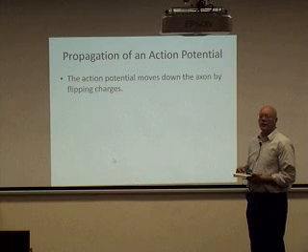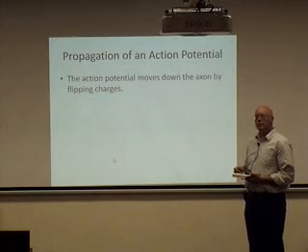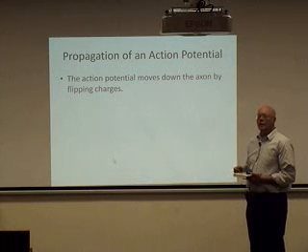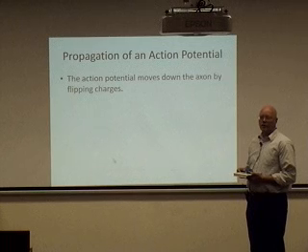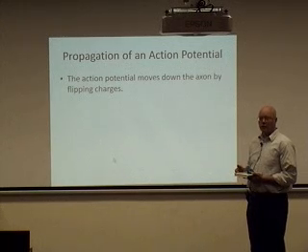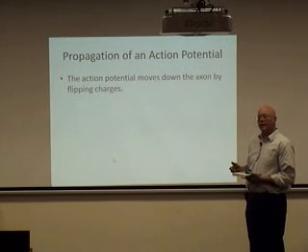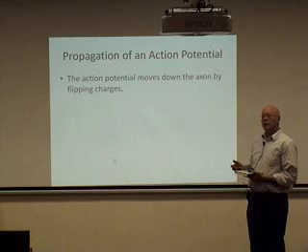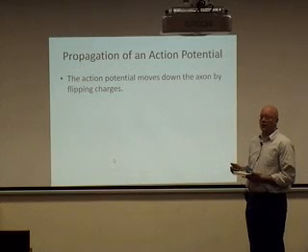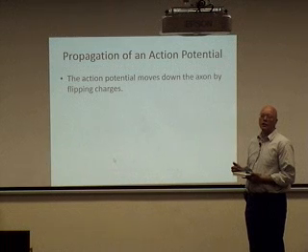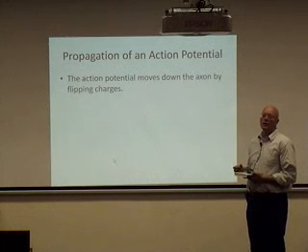Remember, at rest, a neuron has a net positive charge outside and a net negative charge inside. That separation of charges creates a voltage of about minus 70 millivolts. And if I flip those charges, that creates a change in the voltage. The voltage flips from minus 70 up to plus 30. And if I flip the charges back, the voltage goes from plus 30 back down to minus 70. And that flipping of charges and the corresponding change in the voltage is the action potential. That is the electrical impulse.